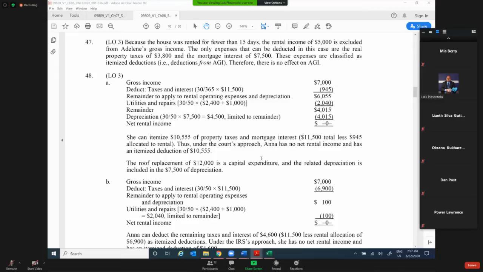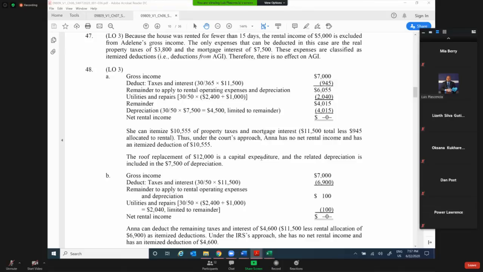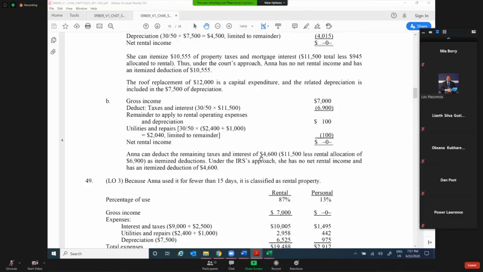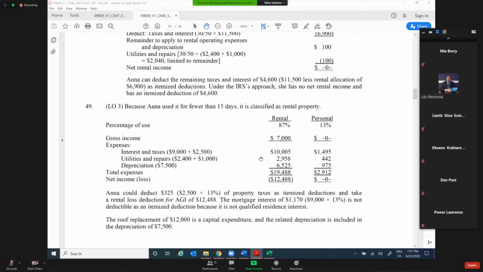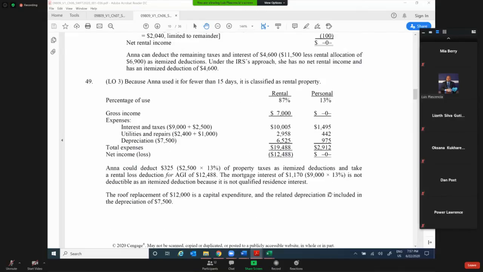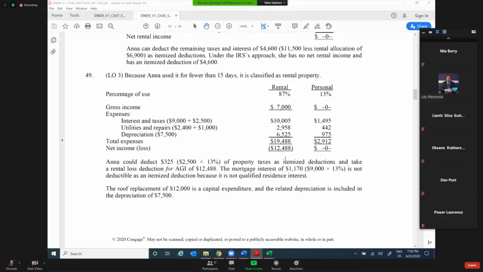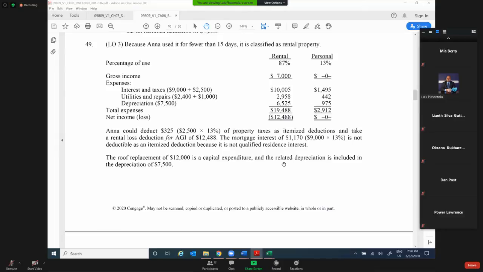Again, this is question 48, we've already gone over. 49, again, I presented it slightly different. It's presented slightly different. Again, same thing here. It's giving the explanation as to why none of the personal is deductible. And all right, so 50.